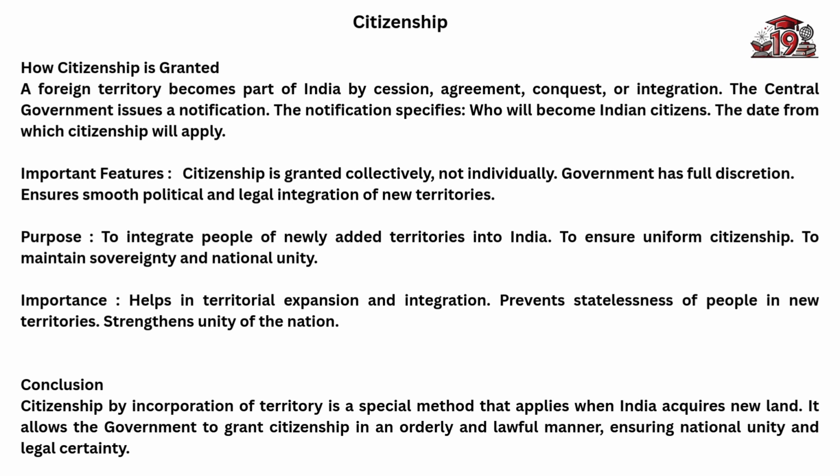How citizenship is granted. A foreign territory becomes part of India by cession, agreement, conquest, or integration. The central government issues a notification. The notification specifies who will become Indian citizens, the date from which citizenship will apply. Important features. Citizenship is granted collectively, not individually. Government has full discretion. Ensures smooth political and legal integration of new territories.